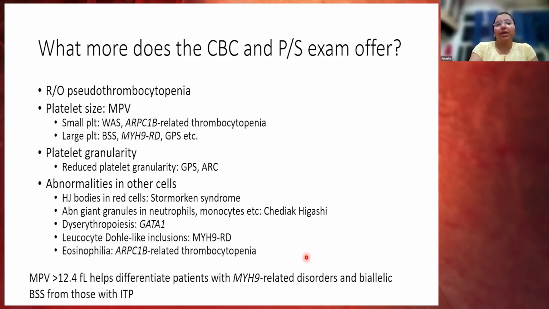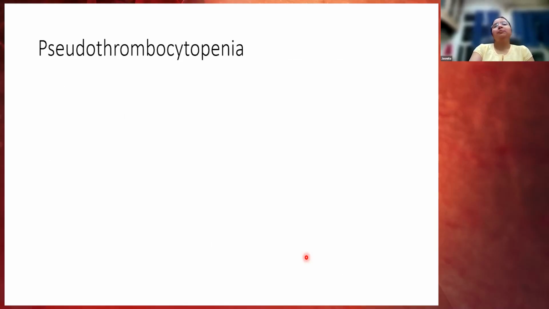It is said that an MPV of over 12.4 fL helps differentiate patients with MYH9 related disorders as well as biallelic Bernard-Soulier from those with immune thrombocytopenia. We typically expect ITP also to show platelet anisocytosis, and we do see some large platelets. However, if the MPV is over this size, then it is unlikely to be ITP, and we have to think of these disorders associated with large platelets.